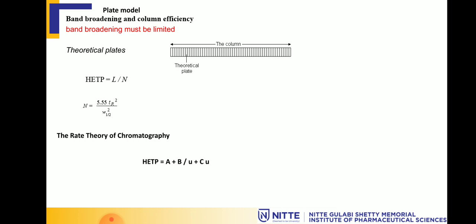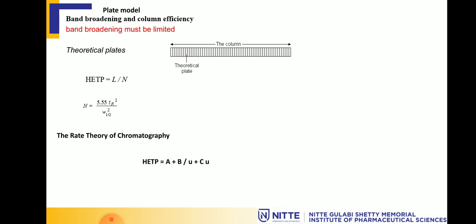So when you look at the peak obtained in this, it's a broad one, right? So the broadening should not be more, right? The band broadening must be limited. It should not go beyond that, right? So in such cases, most of the concepts related to that failed, and later on another concept was given, called rate theory of chromatography, right?